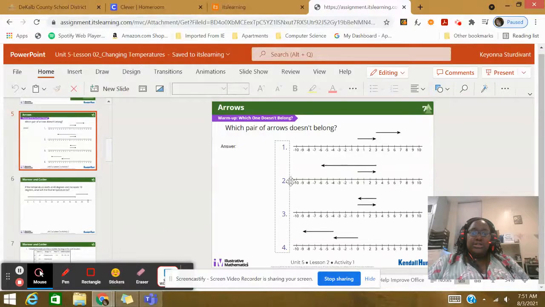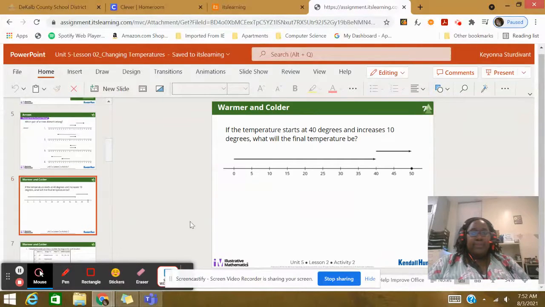Or if you say two, what's the difference from there? If you say three, what's the difference from there? If you say four, what's the difference from there? So for example, you could say number line three, and the reason you can say that is because they're going the exact same distance but in opposite directions. Again, there's no right or wrong answer. Whichever number you pick between one and four, you just have to state why that set of arrows does not belong.